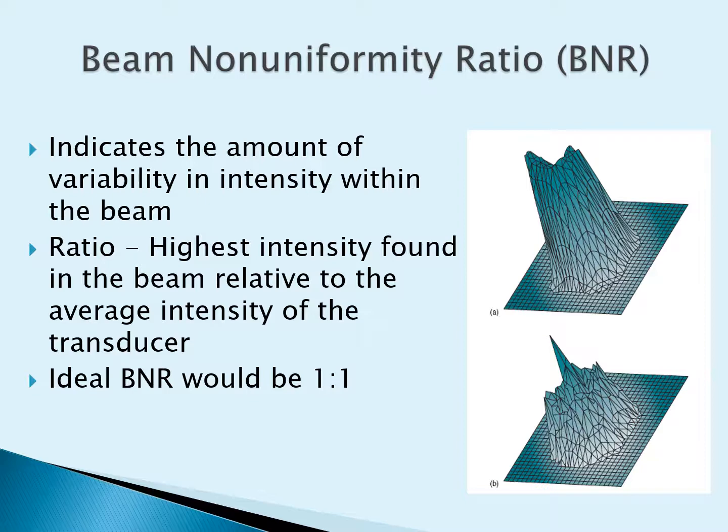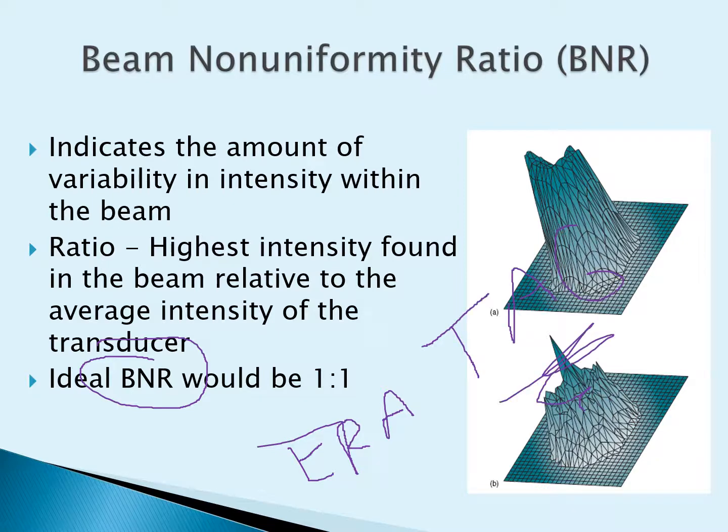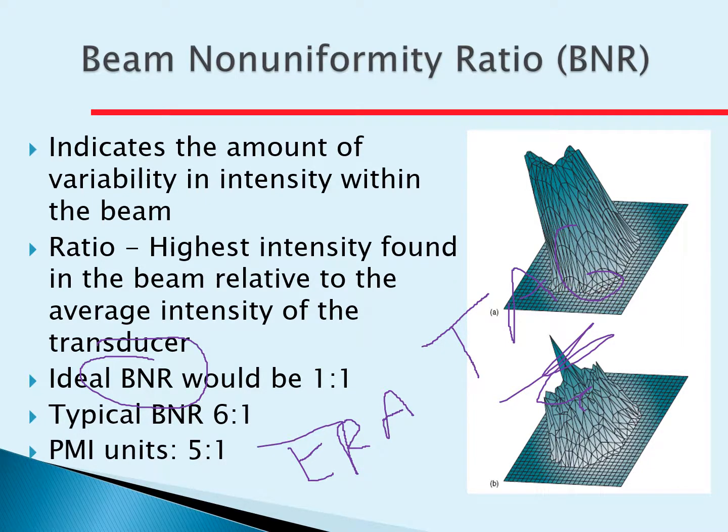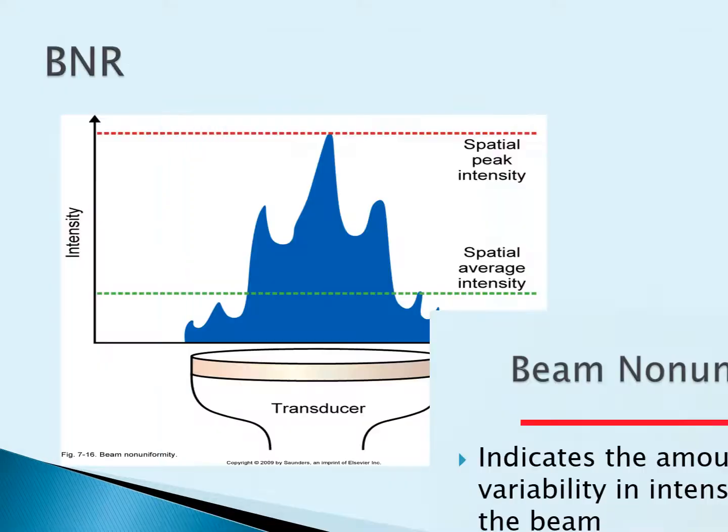So your BNR and your ERA, right? We talked about that already, the effective radiating area, can all be found on the tag of the ultrasound. Again, the ERA and the BNR can all be found on the tag of the ultrasound. Ideal BNR is going to be 1-to-1, but most are going to be somewhere in the 1-to-3 range. Again, this one shows a typical 6-to-1. I believe ours are 1-to-3 if I remember correctly. PMIs are 5-to-1. I should have looked at that ahead.